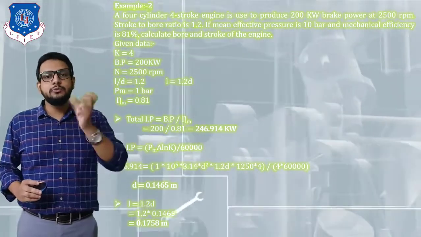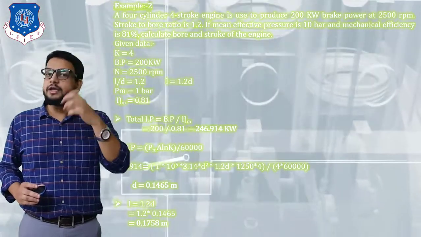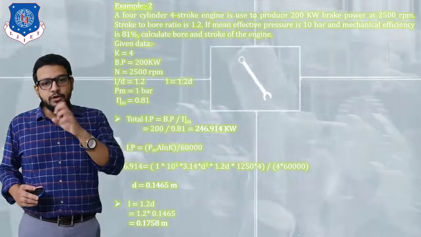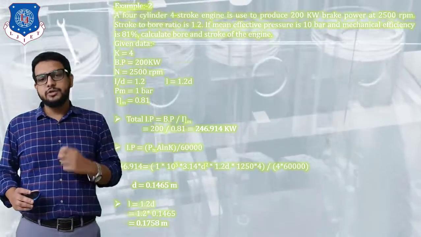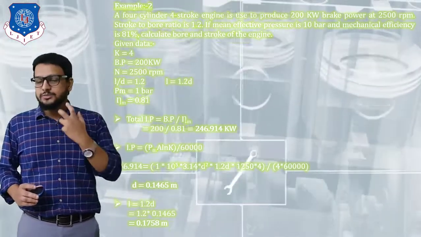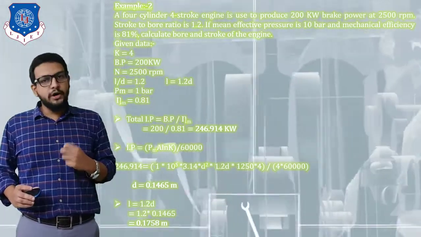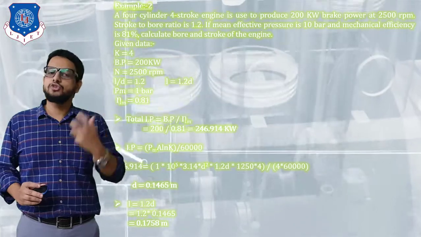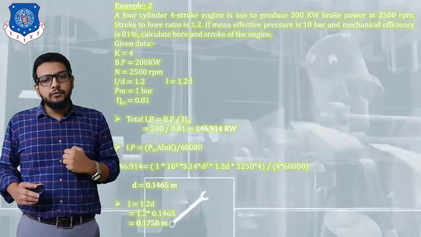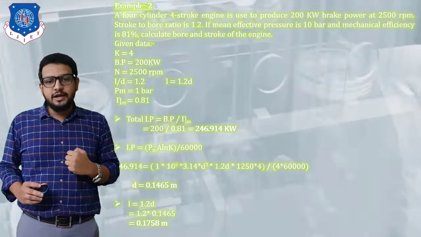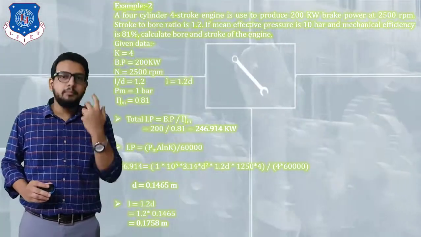Okay, so d cube. Now we need to take a cube root, so we can say the bore diameter after taking the cube root is equal to 0.1465 meter. So this is our bore diameter. Now once the bore diameter is known, then we can use our formula of L is equal to 1.2 d in order to determine the stroke length. So you can see I have written 1.2 into 0.1465. So the final answer of the stroke length is 0.1758 meter.